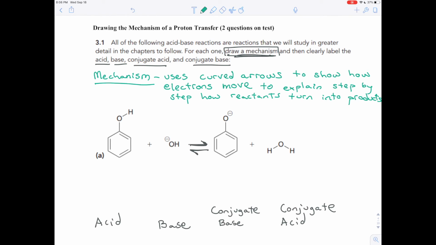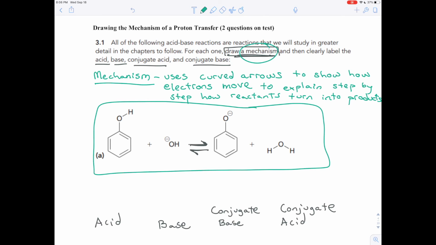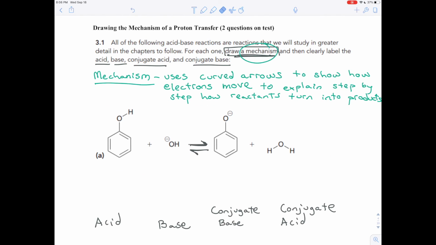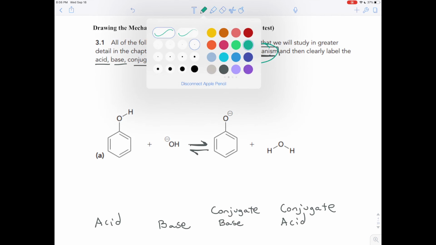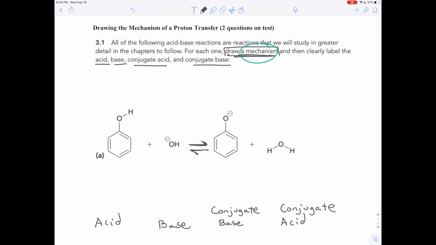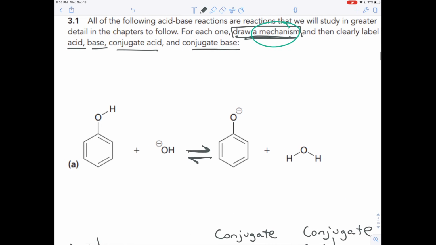So, you don't have to know that definition. What you do have to know is that when you see the word mechanism, you have to show curved arrows to explain how this reaction happens. So we're going to use curved arrows here. Now, curved arrows show the movement of electrons, and so we want to be sure that we can see all the electrons in the molecule, in these molecules.